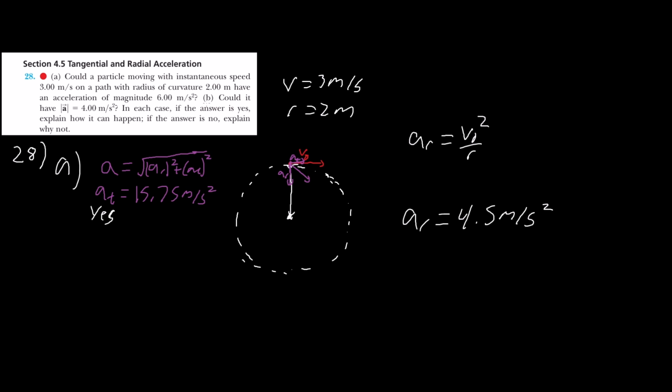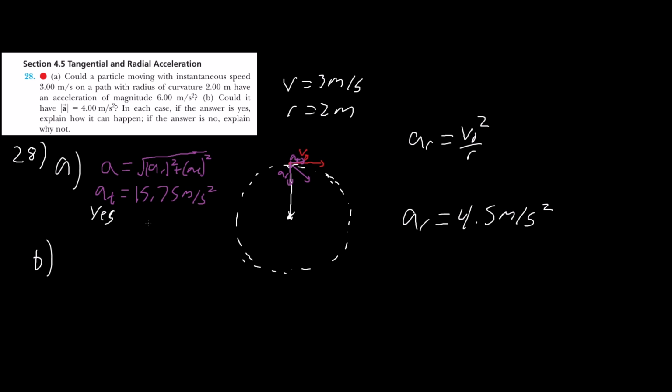Anyways, could it have a magnitude of 4 meters per second squared in each case? If the answer is yes, explain how it could happen. So now let's answer part B. Could it have a magnitude of 4 meters per second squared? Well, think about the magnitude. The magnitude of the acceleration is going to be, it already has A radial. A radial is 4.5 meters per second squared. The Pythagorean theorem states that A radial squared plus A tangential squared is going to be some component depending on what that A tangential is.